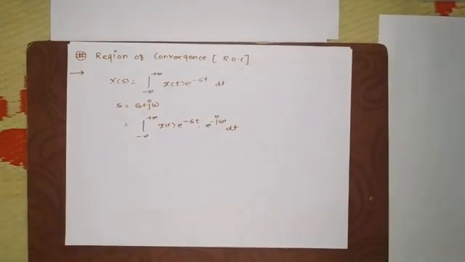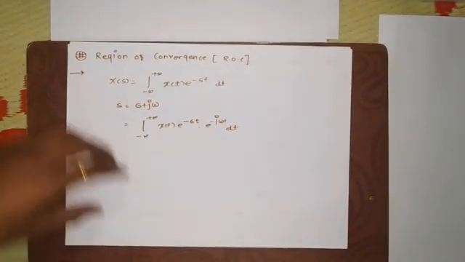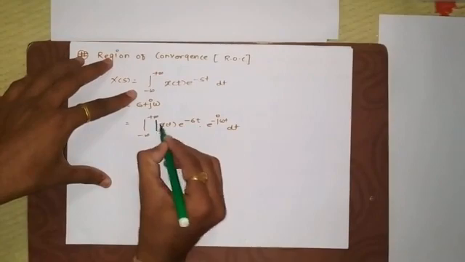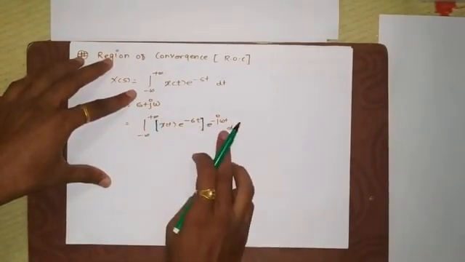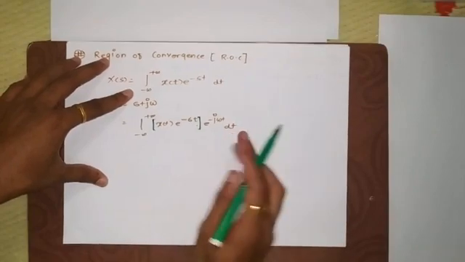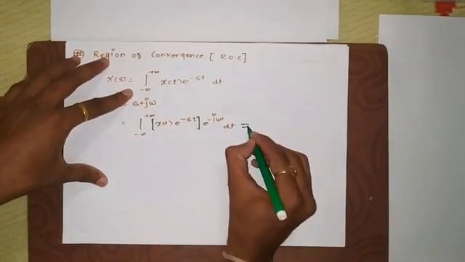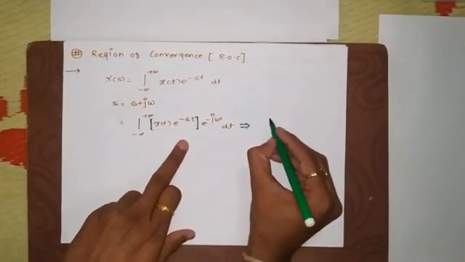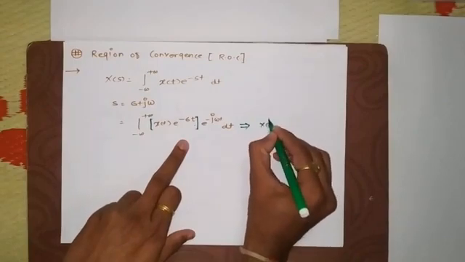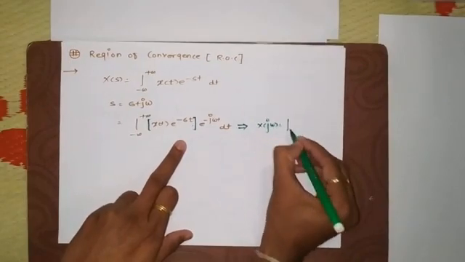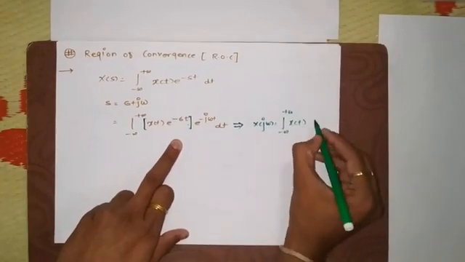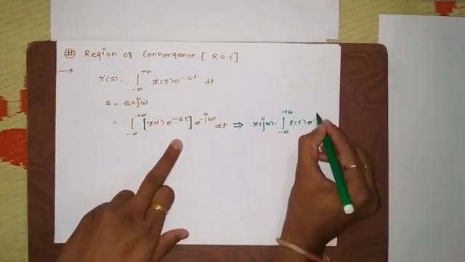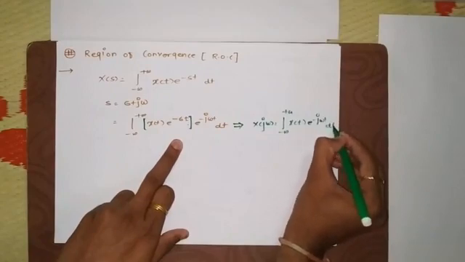Now the only change that I am going to make here is to write this in separate terms. So this is x of t into e raised to minus sigma t into e raised to minus j omega t. Now we'll compare this equation with the Fourier transform equation, and I'm writing it here. We know that the Fourier transform X of j omega is equal to the integration of x of t into e raised to minus j omega t into dt.